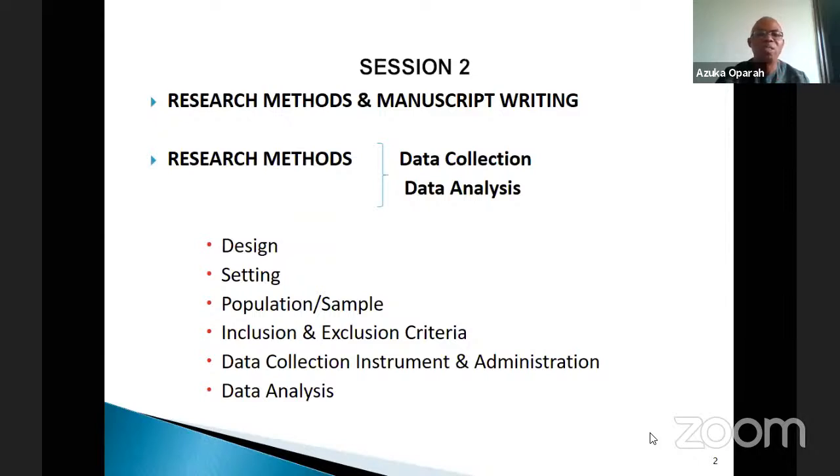So this session 2 will be talking about research methods and manuscript writing. Research methods has two components. The first component is data collection. How do you collect your data? The second component is data analysis. Recall in the first session of the lecture, where Professor Rudy talked about the objectives after you've done your literature review. Now, having determined the objectives, the next thing to do is the methods. So how do we address these objectives? That's basically what the method section deals with. Under this section, we'll be looking at design.